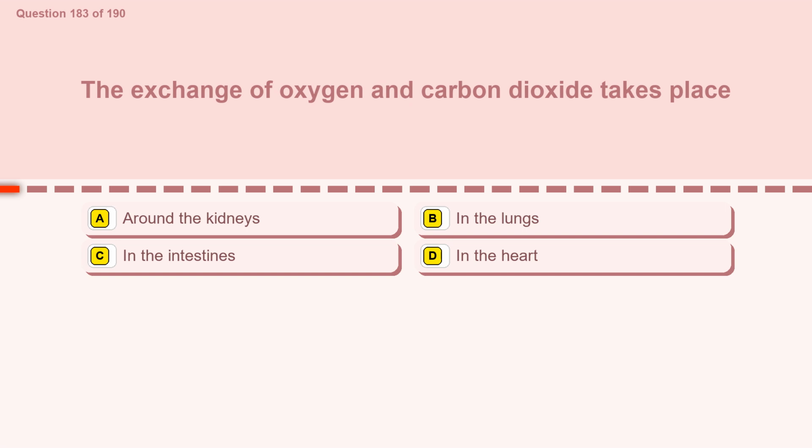Question 183. The exchange of oxygen and carbon dioxide takes place. Option A, around the kidneys. Option B, in the lungs. Option C, in the intestines. Option D, in the heart.